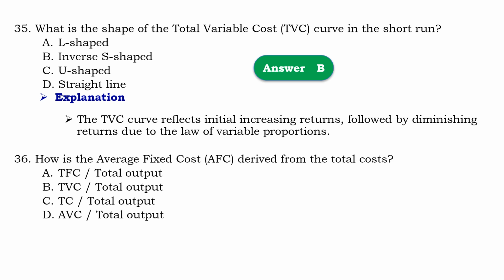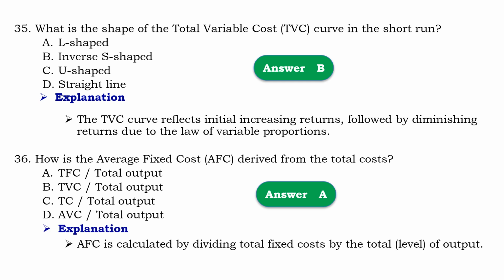Question number 36. How is average fixed cost derived from total costs? That should be total fixed cost divided by total output, then we get average fixed cost. This means that average fixed cost is calculated by dividing total fixed cost by total output.